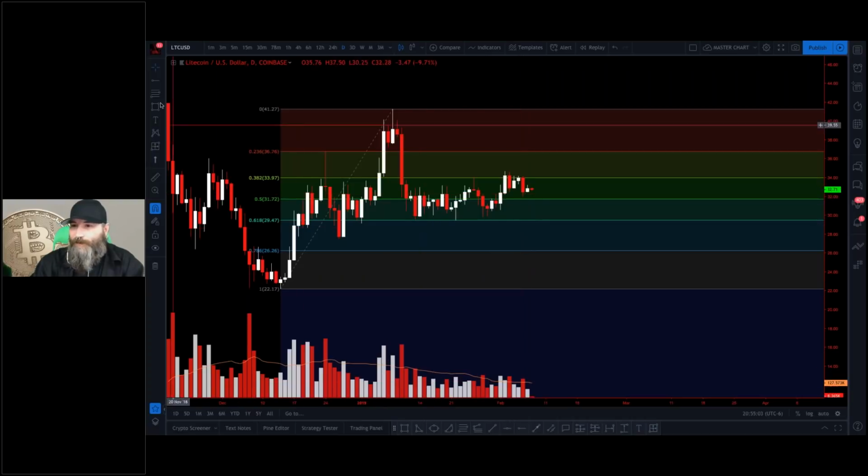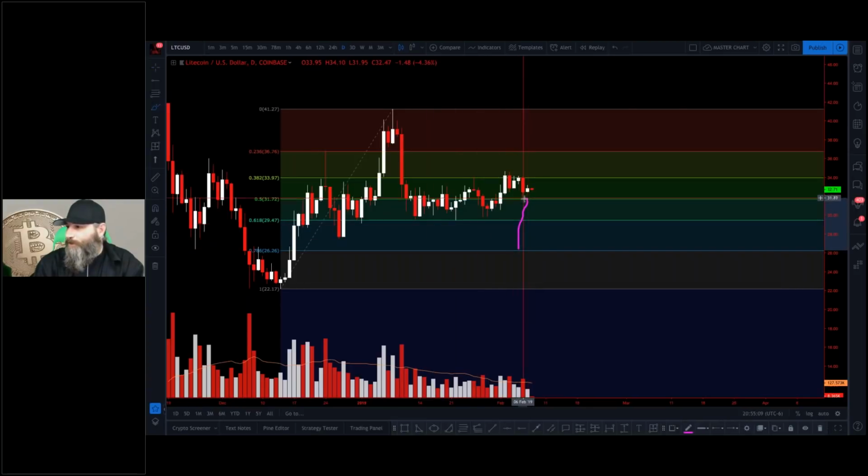You see what happened right here. Let me get this little brush over here. This is nice, okay? So what you did was you took what was once resistance and you have now flipped it and turned it into support. So what you want to see is you want to maintain flipping. You want to flip and find resistance, flip and find resistance.